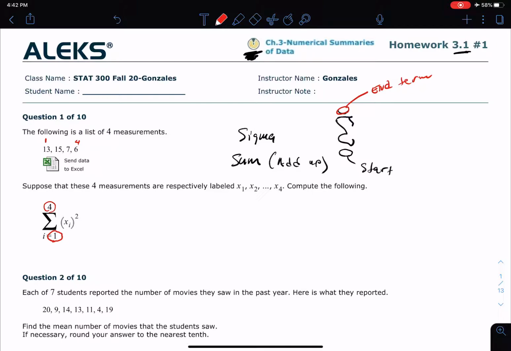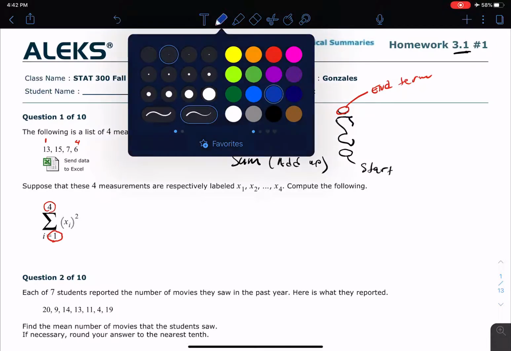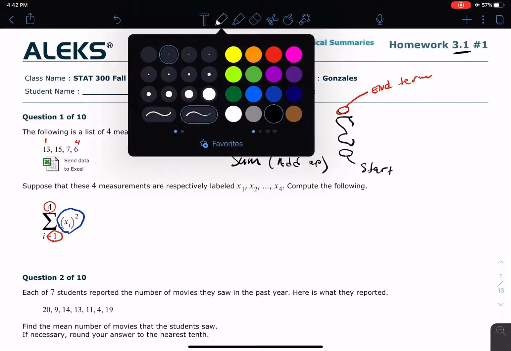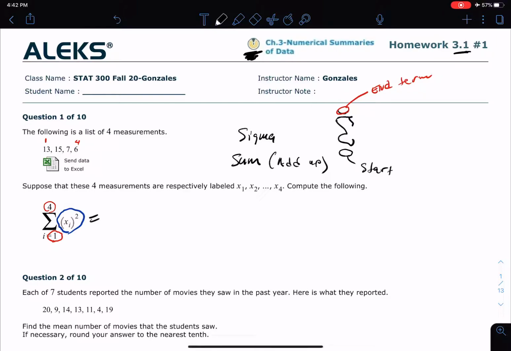And then this little piece in here is just telling you the operation, what it wants you to do to each one of those numbers, right? It wants you to square it. So let's go ahead and do this. This is equal to the first term. What is the first term? There it is right there. It is 13. And what does this operator say to do? It says you need to square it.